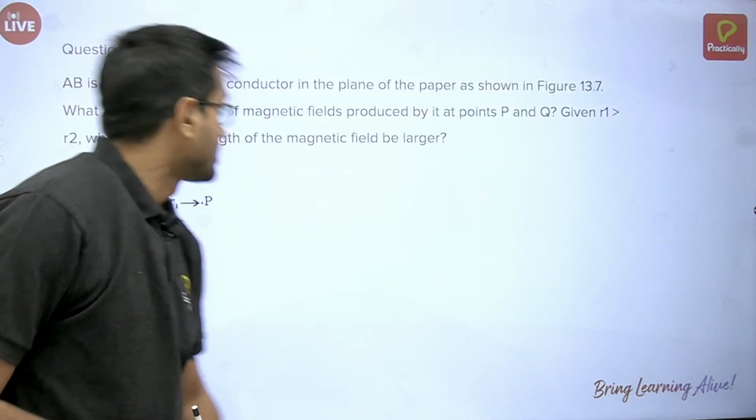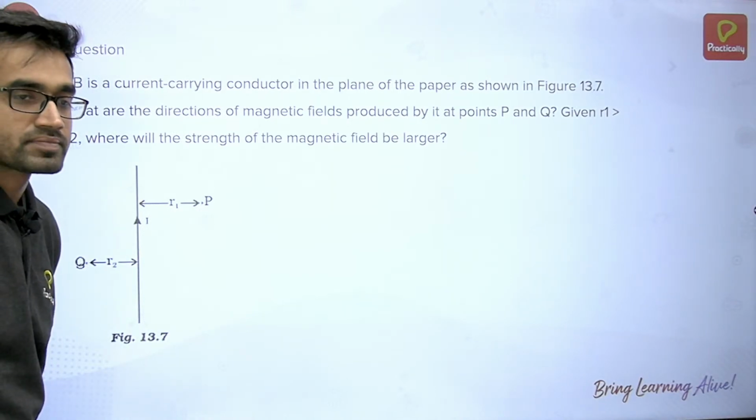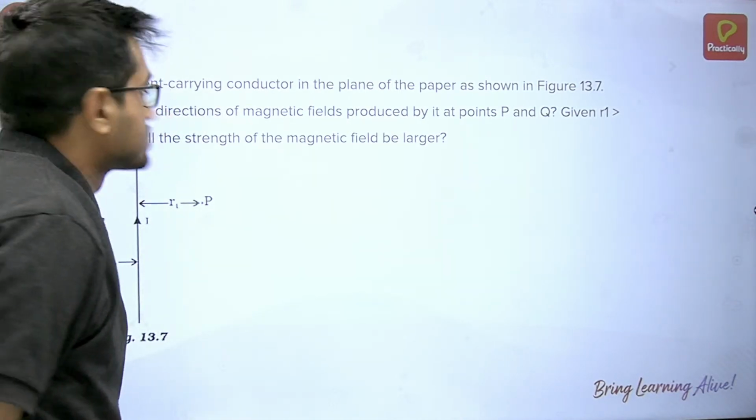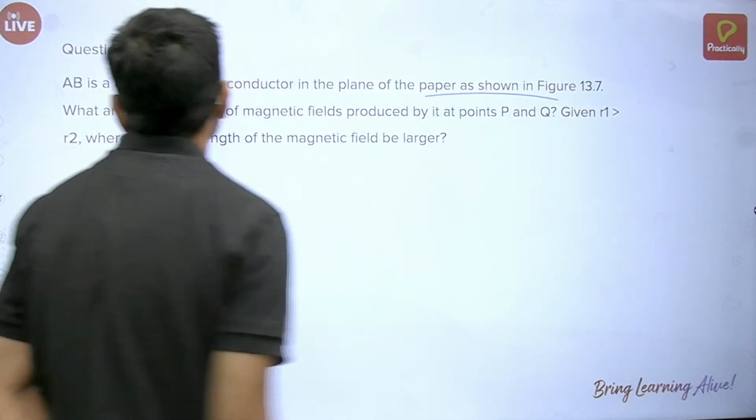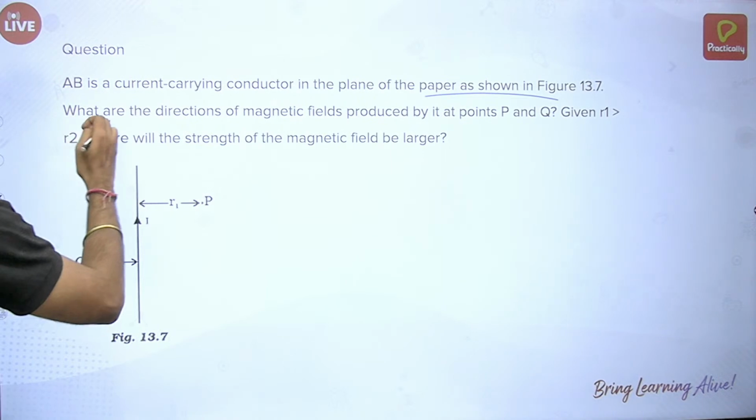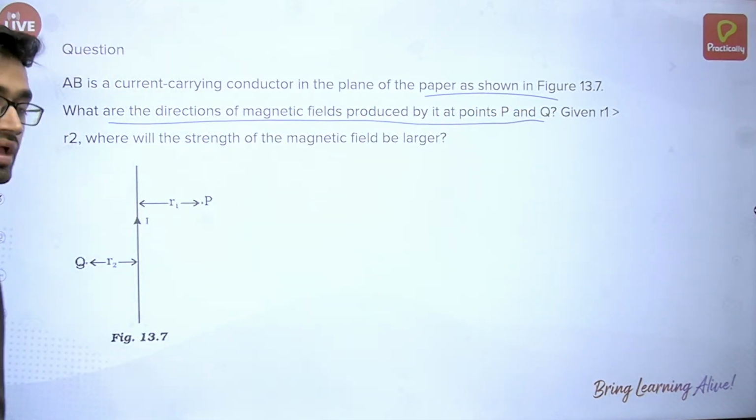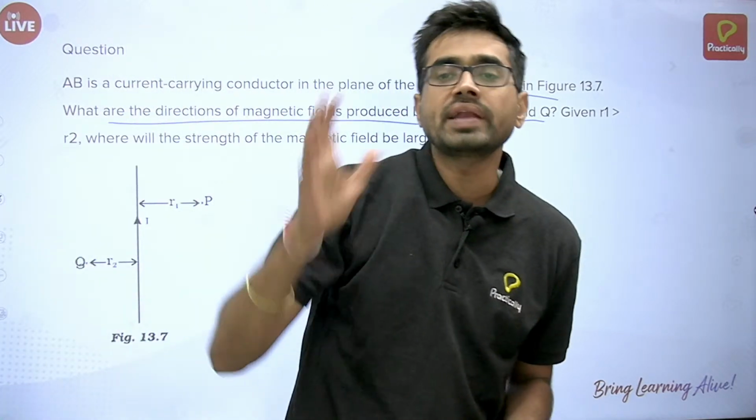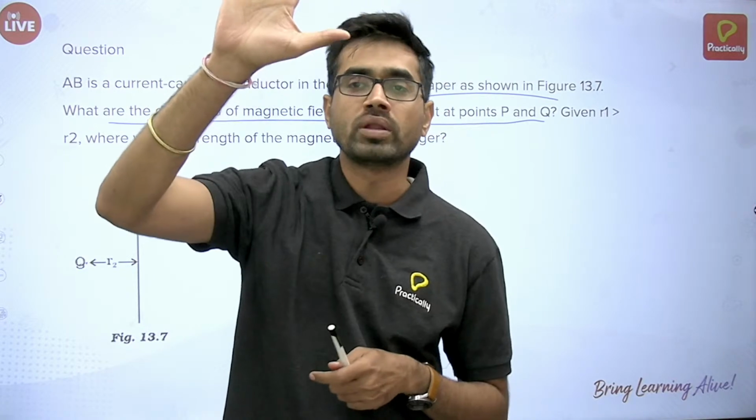Okay. Next. Now AB is a current carrying conductor. Let's read this question. Very good, Samya. So AB is a current carrying conductor in the plane of the paper as shown. What are the directions of the magnetic field produced by it at points P and Q? Simple. There are two rules that you remember. Right hand, you remember this right hand thumb rule. It is also called right hand palm rule number 1.